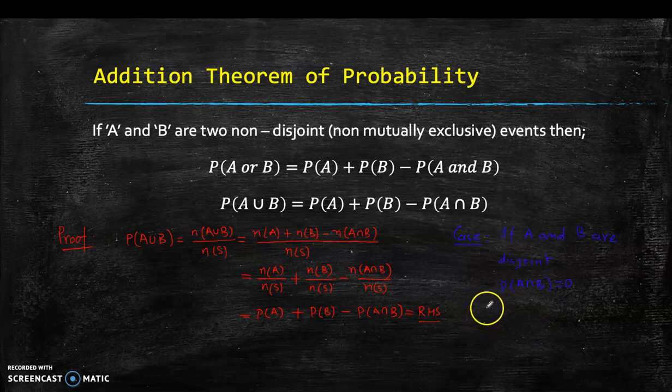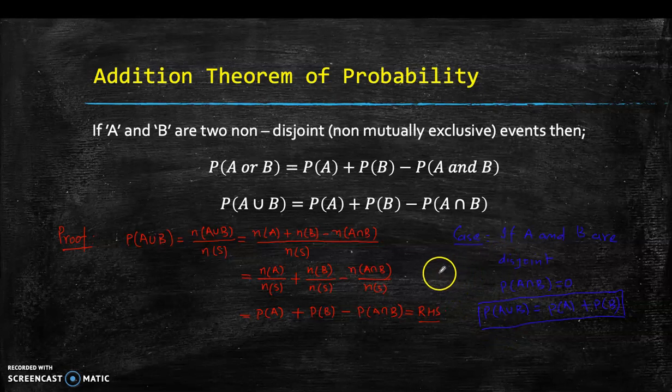So the theorem now gets modified simply to the probability of A union B is equal to the probability of A plus the probability of B, because the probability of A intersection B is 0. That is how the theorem gets modified if the events are disjoint or mutually exclusive.